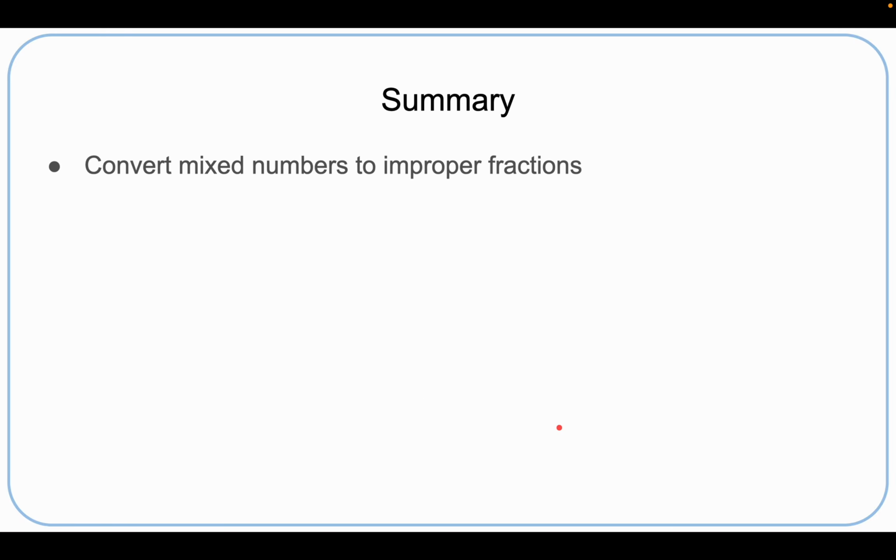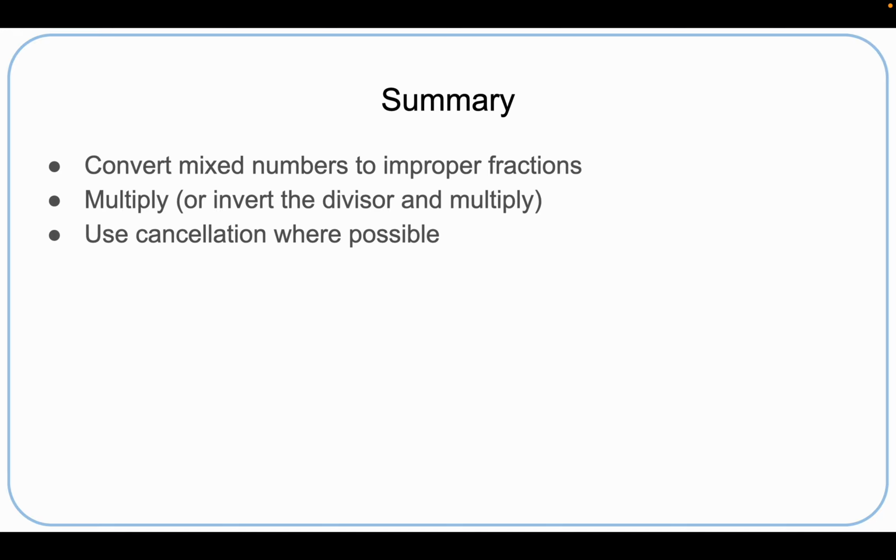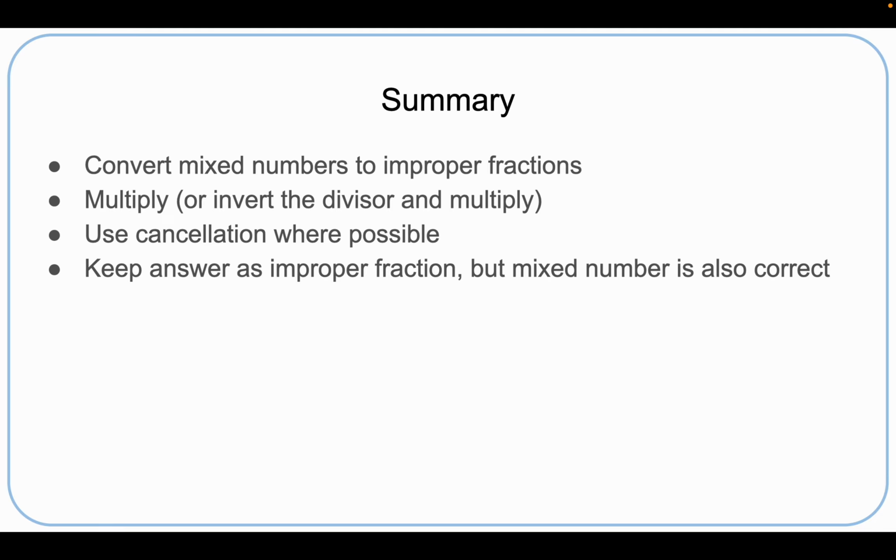In summary, when we're simplifying, we want to convert mixed numbers to improper fractions and then multiply, or invert the divisor and multiply, and then use cancellation where possible. And again, you can keep your answer as an improper fraction, but the mixed number is also correct.